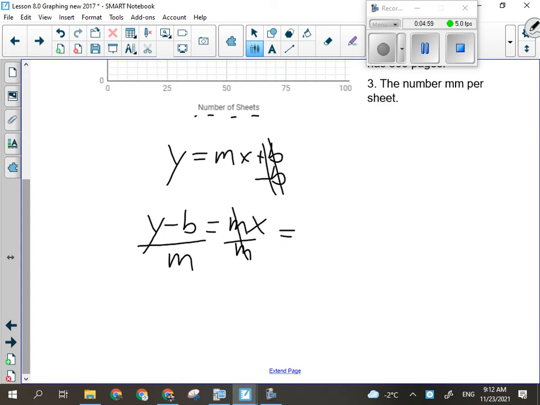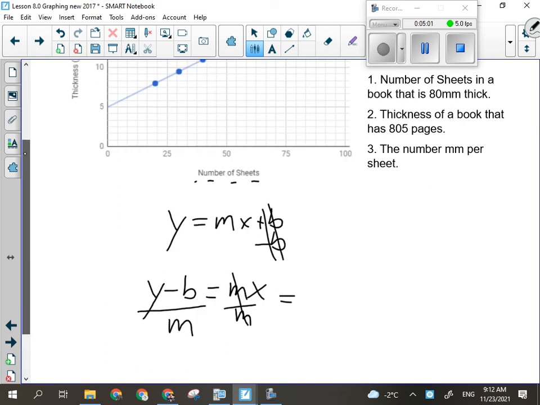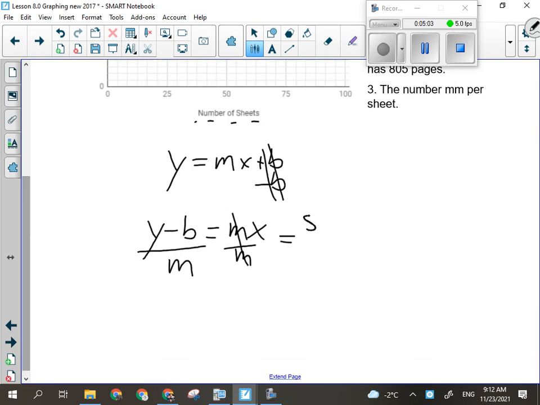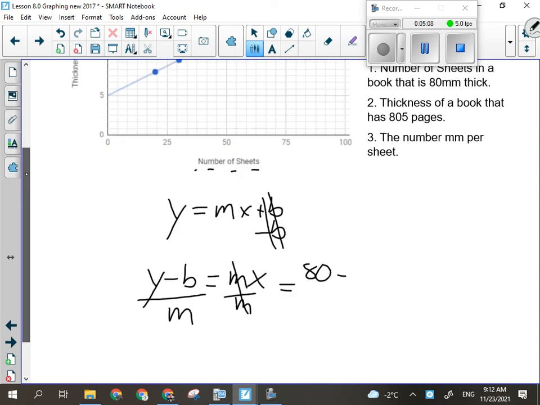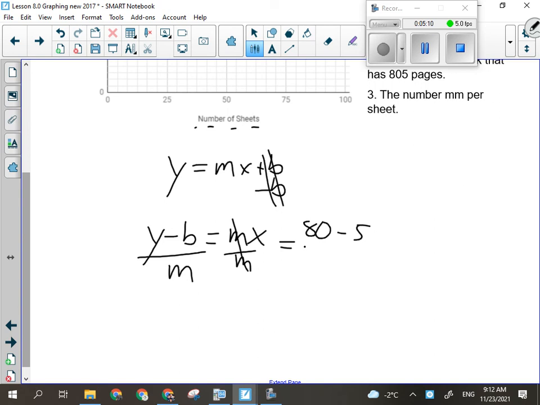So when I plug in my numbers, this was going to be, was it 80? 80, yeah. So 80 minus, what was b? B was 5, divided by 0.15. Now, before we do this, what does the y-intercept represent on this graph?